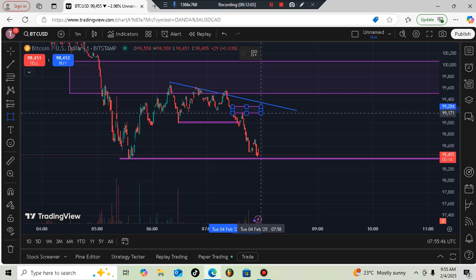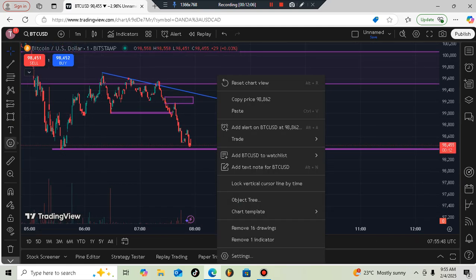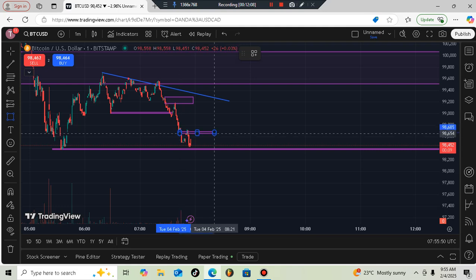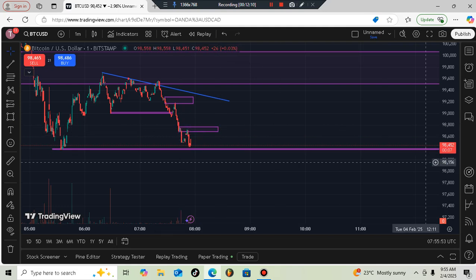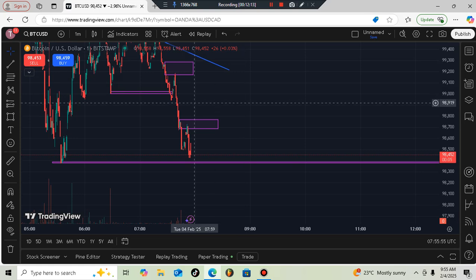There you go again. Market is gone. Again, market is gone. Obviously, they're making those supply zones there that are very crucial.